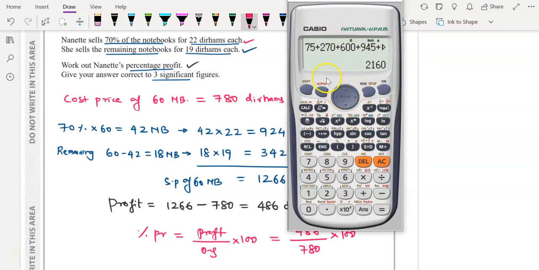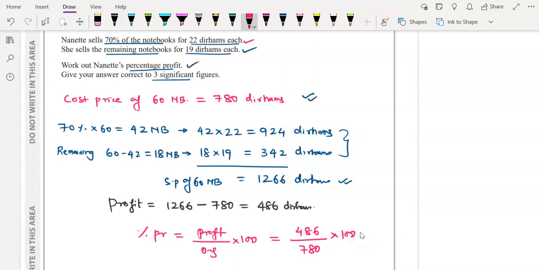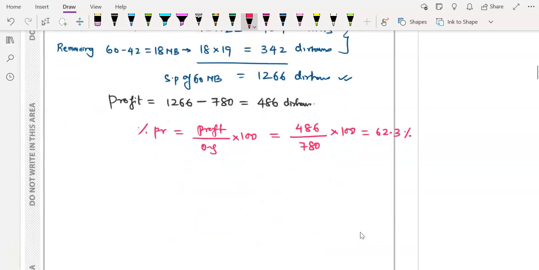So we have 486 over 780 times 100, that gives you 62.3. Question is to round to three significant figures, so your final answer will be 62.3%. Okay. Moving to the next question, that is number 4.